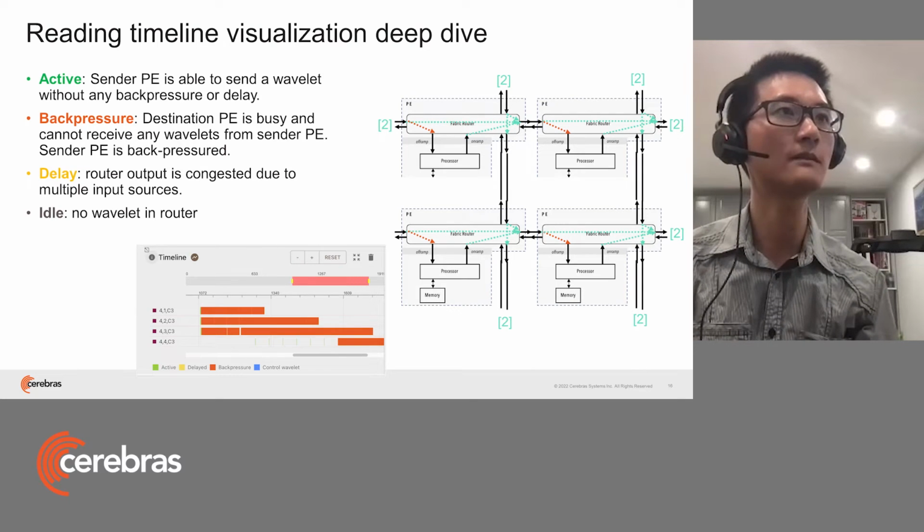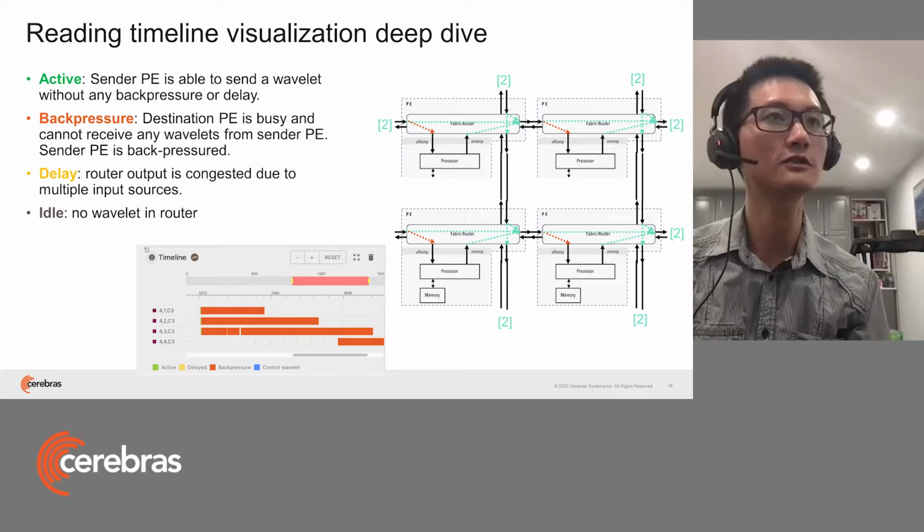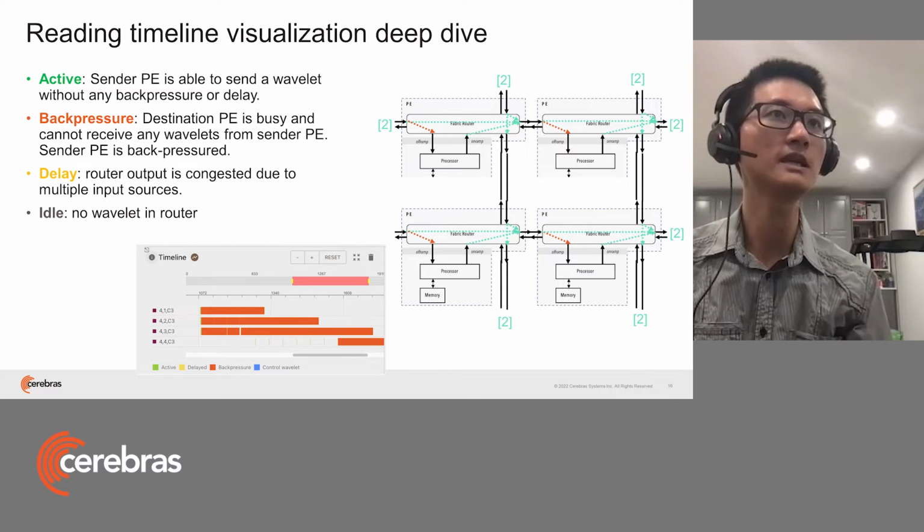So those are the features I want to share on how to use the UI to debug the simulation, all that new feature that we've put in. I'm going to summarize by explaining all the different things that you can see in the timeline and what they mean. So if you're looking at the timeline and you see wavelets being active, that's great. That means that the data that you want to send to your destination PE is getting sent at the correct time. There's no back pressuring, there's no delay. That's great. That's what you want.